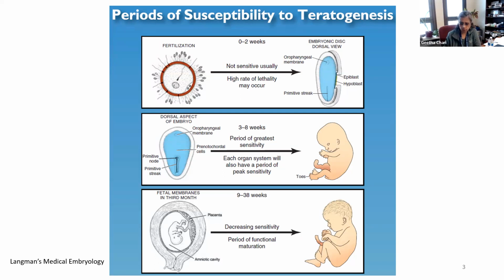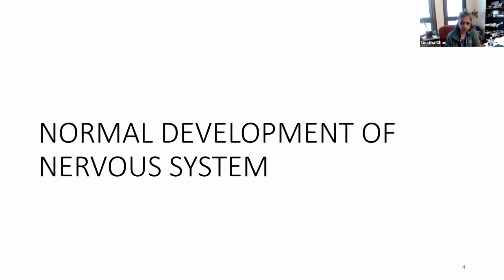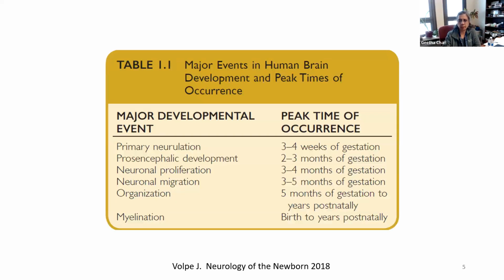When we talk about nervous system malformations, first we need to know what the normal development of the nervous system is. The gross outline is that in the first 3 to 4 weeks of gestation, primary neurulation, or the neural tube, starts to develop. Then comes the prosencephalic development, which is the development of the cerebral hemispheres and the central nervous system, in the first 2 to 3 months of gestation.